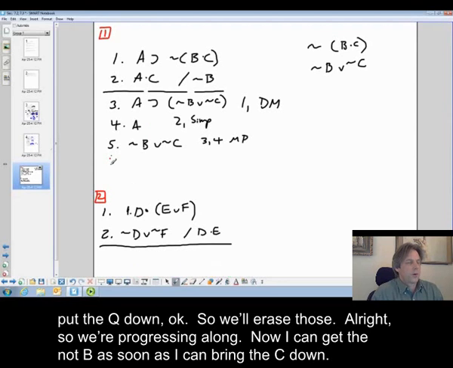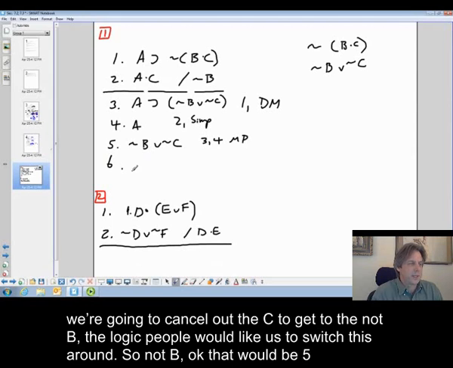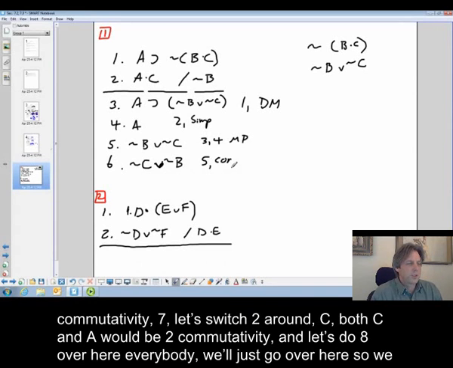Alright, so we're progressing along. Now I can get the not B as soon as I can bring the C down, but we're going to have to, remember the logic Nazis. Let's just work with commutativity. We need to first turn this around, because if we're going to cancel out the C to get to the not B, the logic people would like us to switch this around. So not B, okay, that would be 5, commutativity, 7, let's switch 2 around. C, both C and A would be 2 commutativity.